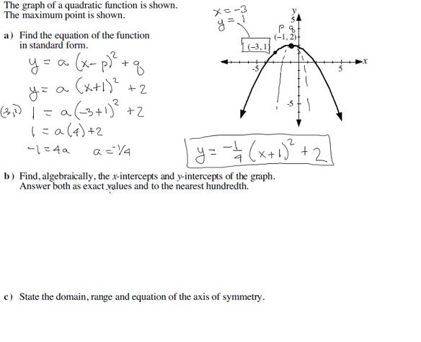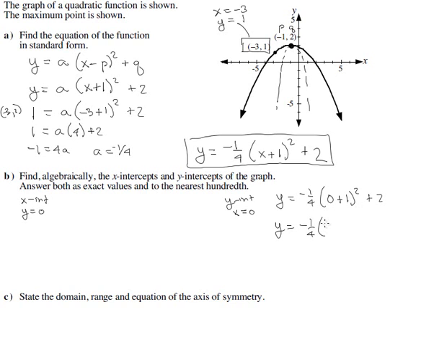Now, find algebraically the intercepts of the graph. You remember how that works? To find x-intercepts, you plug in y equals 0. To find y-intercepts, you set x equal to 0. I'm going to do the y-intercept first because it's easier. We'll need a little more time to grapple with the other one. So if x is 0, we get y equals minus 1/4 x plus 1 squared plus 2.